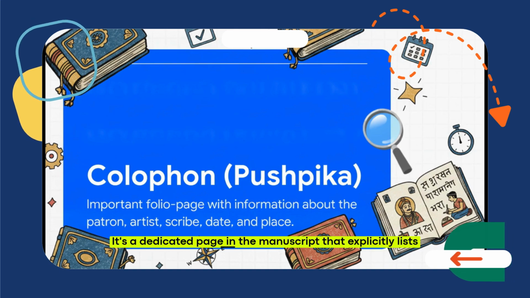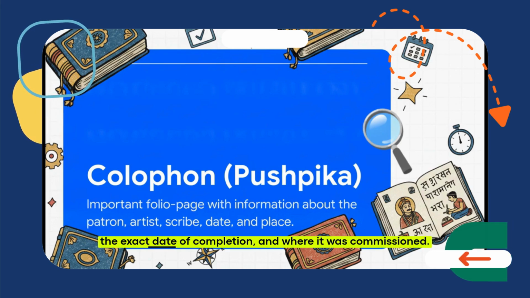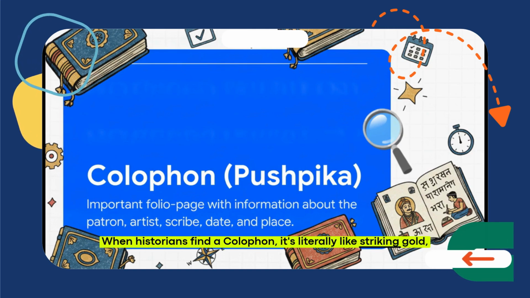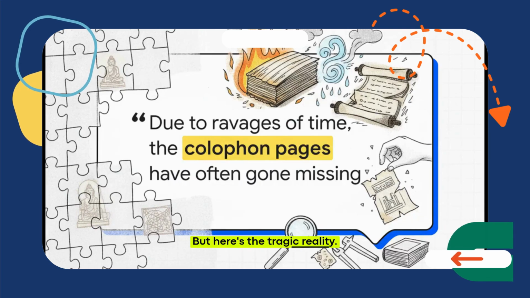It's a dedicated page in the manuscript that explicitly lists the patron's name, the artist or scribe, the exact date of completion, and where it was commissioned. When historians find a colophon, it's literally like striking gold, because it anchors the artwork perfectly in history. But here's the tragic reality.